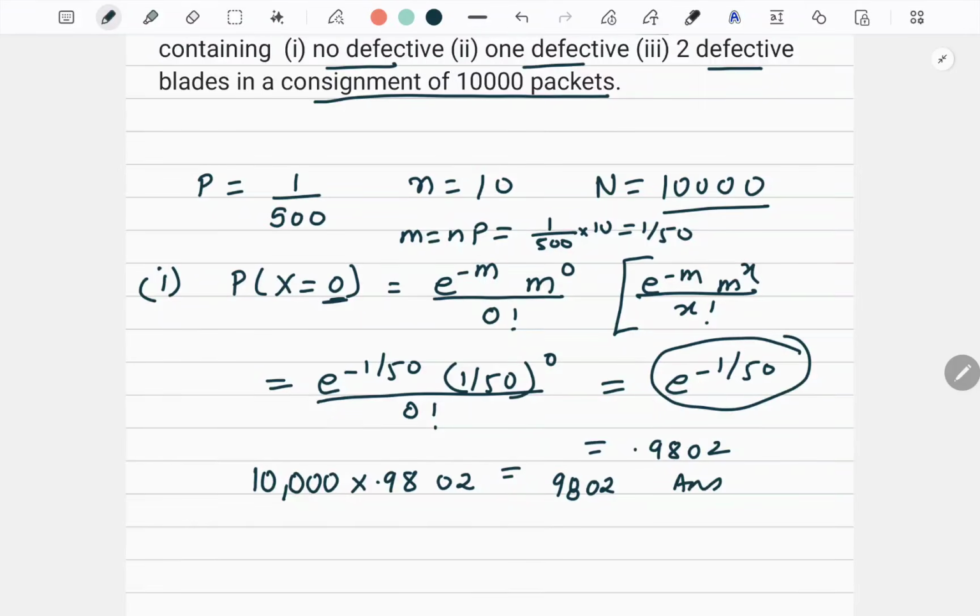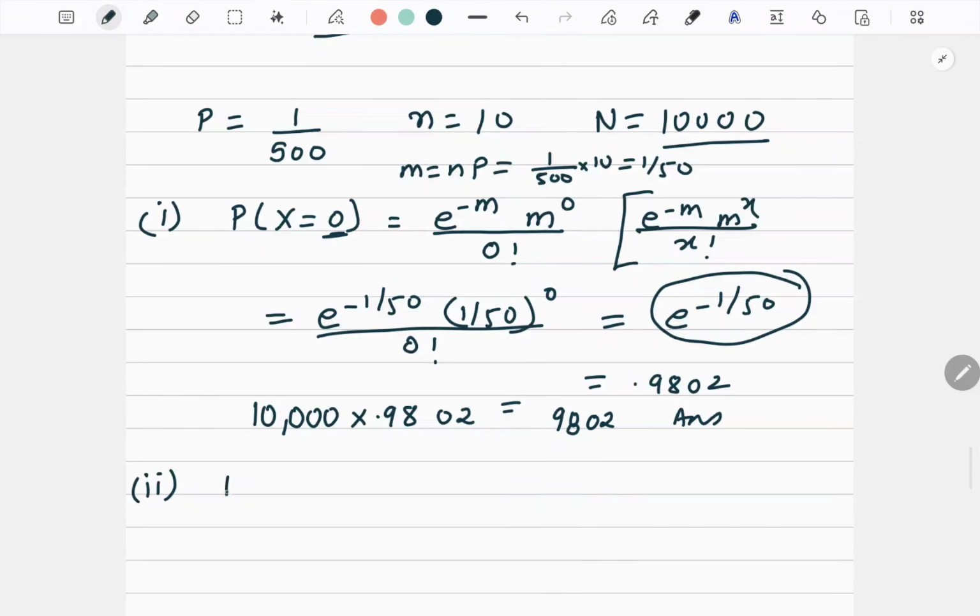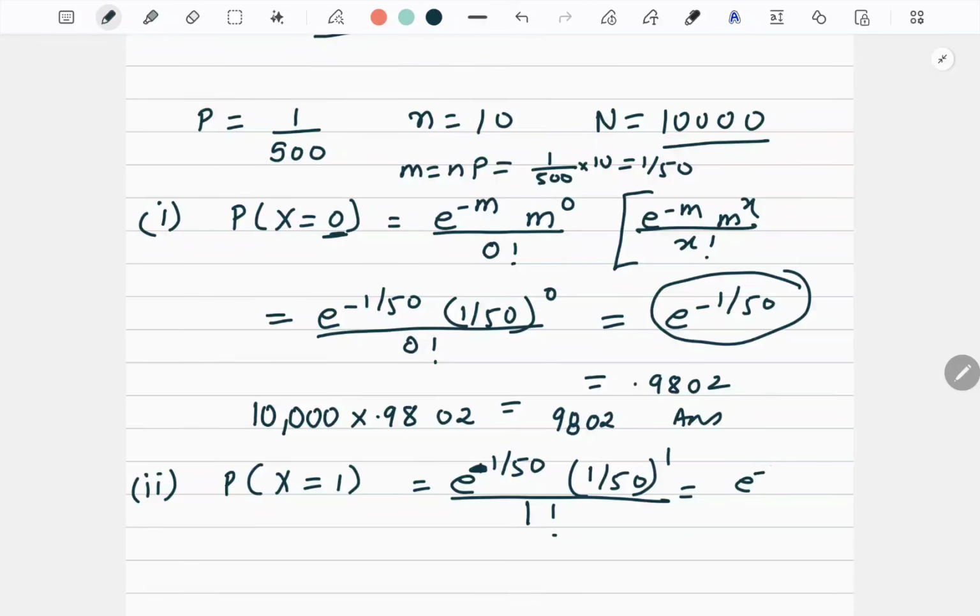Now let's see the second part. The second part says 1 defective. So 1 defective means probability for x equal to 1. So e to the power minus m. What is the m value? 1 by 50. So e to the power minus 1 by 50, because the formula has e to the power minus m, then m to the power x upon x factorial. 1 factorial is 1 and anything to the power 1 is the same. So e to the power minus 1 by 50 into 1 by 50. So 50 will come here.